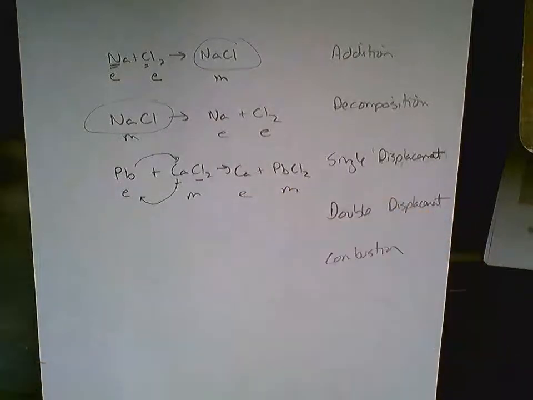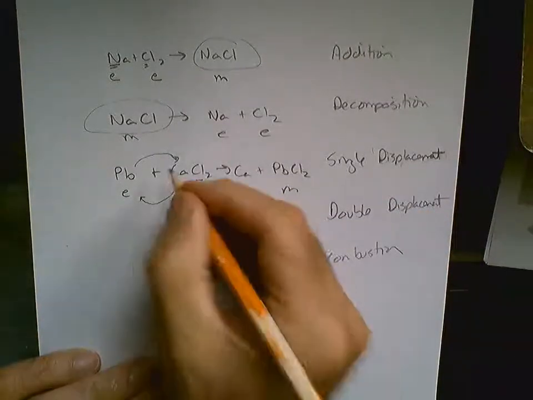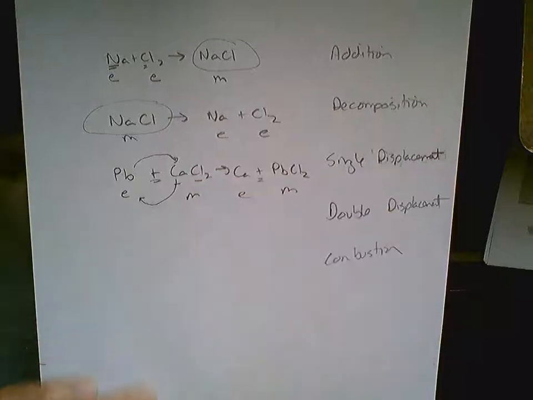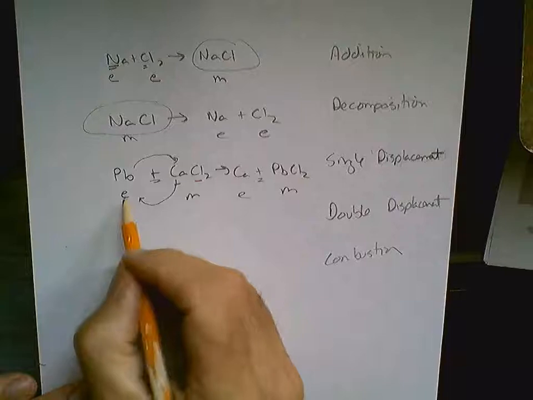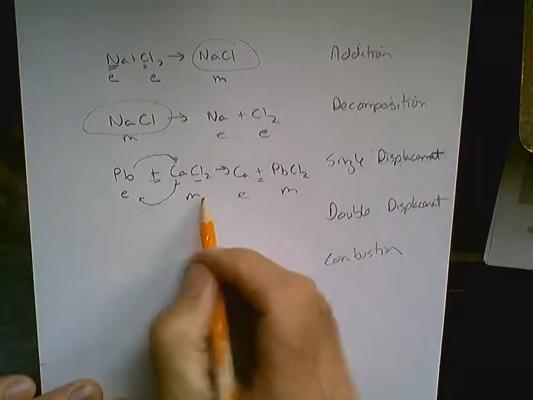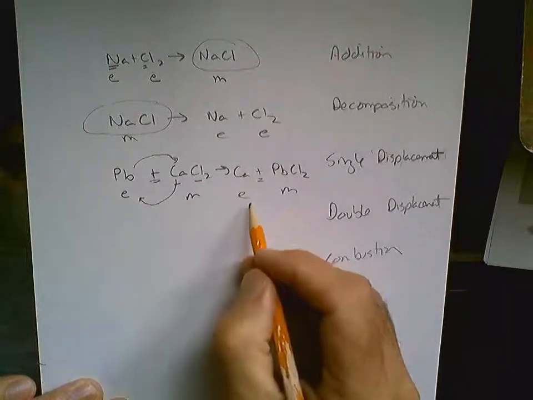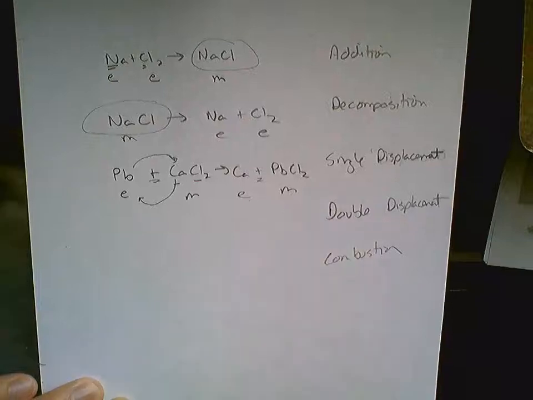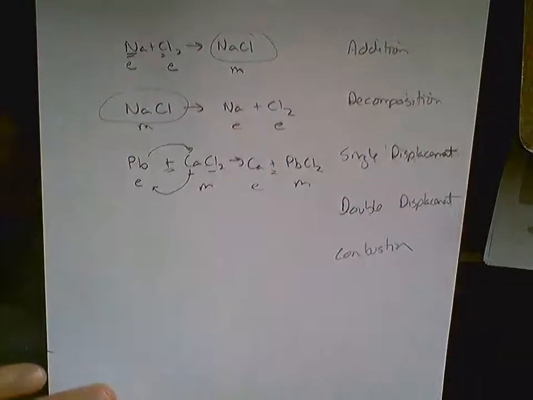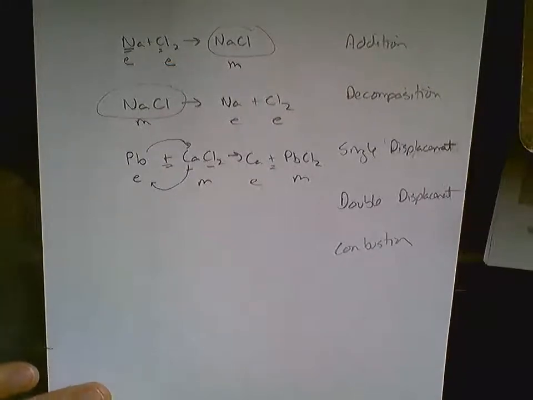How do you know when you have a single displacement reaction? There will be plus signs on both the reactant and the product side, and there will be a single element and a molecule on the reactant side, a single element and a molecule on the product side. Just look for these patterns. That's all you have to do here.